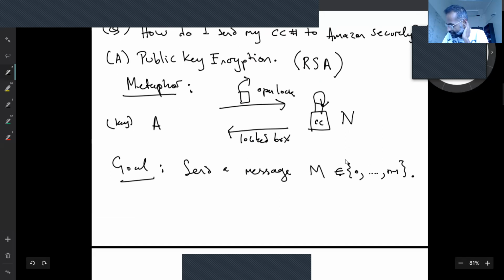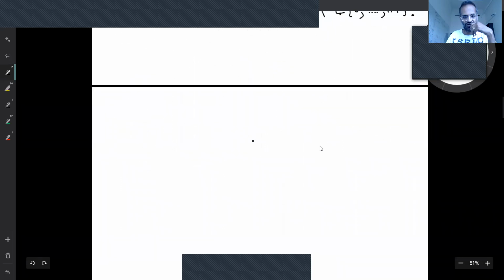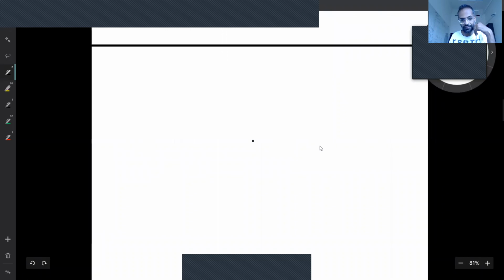Okay, so how do we create this locked box? There are three steps in this protocol, the RSA algorithm. I'll show you the steps on the left, and then I'll do a running example on the right, just to illustrate them.